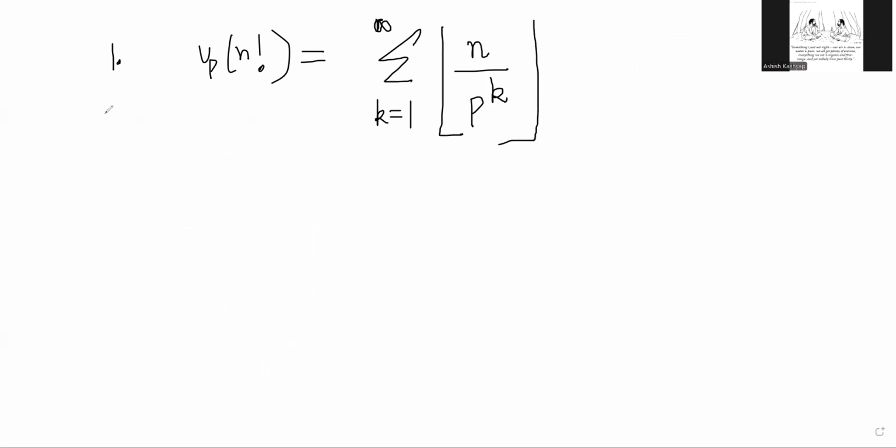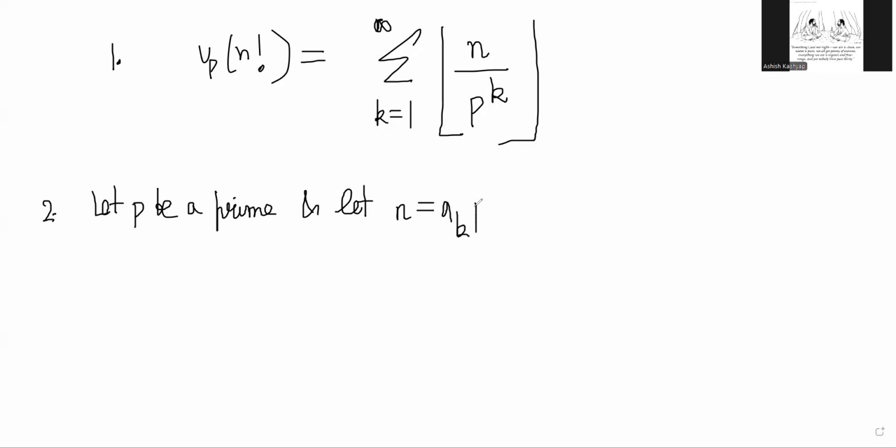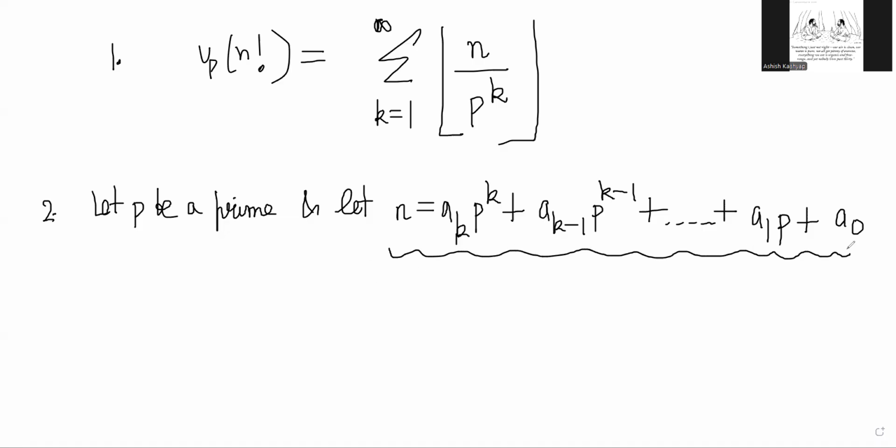And now we'll look at the second formula. So let p be a prime and let n be equal to a_k p^k plus a_(k-1) p^(k-1) and so on till a_1 p plus a_0. And if you think about it, this should remind you of something.